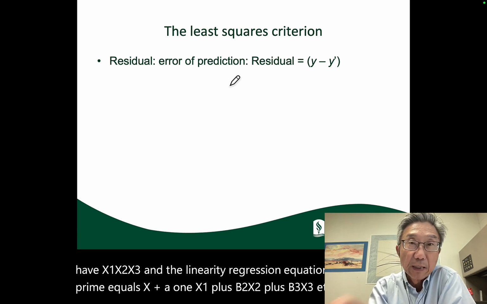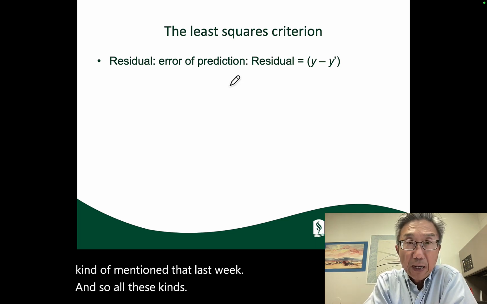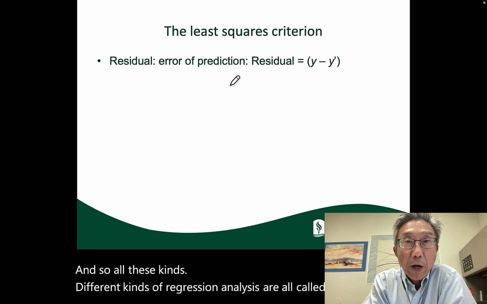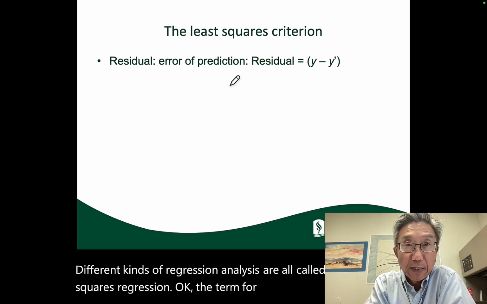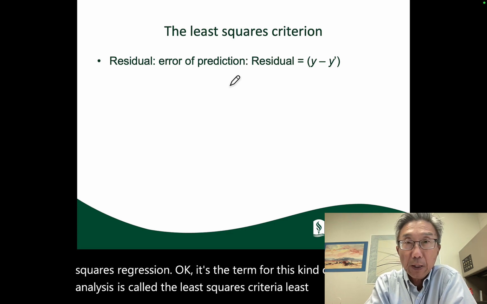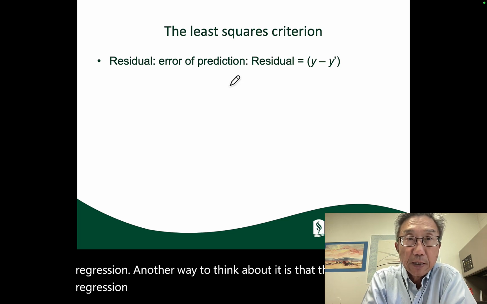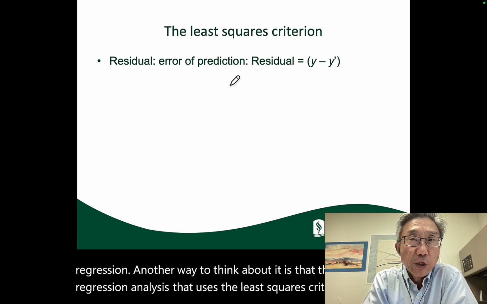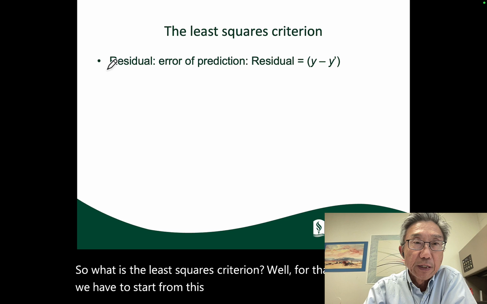So we kind of mentioned that last week. And so all these different kinds of regression analysis are all called least squares regression. Okay, the term for this kind of regression analysis is called the least squares criterion, least squares regression. Another way to think about it is that they are regression analyses that use the least squares criterion. So what is the least squares criterion? Well, for that understanding, we have to start from this concept, this idea of residual.